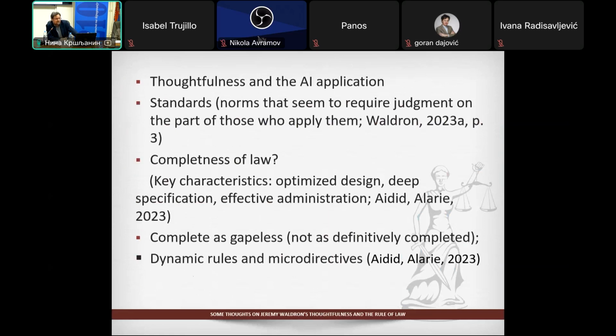The authors that I already mentioned, Adid and Alari, talk about completeness of law, not in the sense of definiteness of the legal system. It is definitely complete, but as gaplessness, the non-existence of legal gaps. In their opinion, there are some forms of directives that can improve completeness, although legal certainty and predictability within the legal order are questionable. They mention dynamic rules and micro directives.